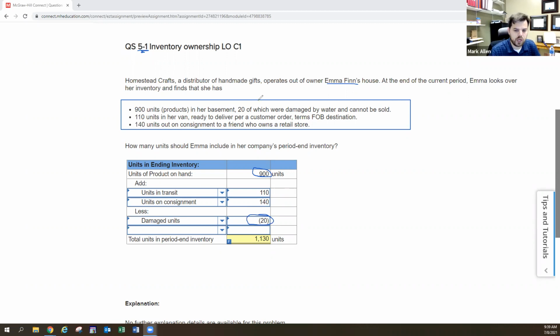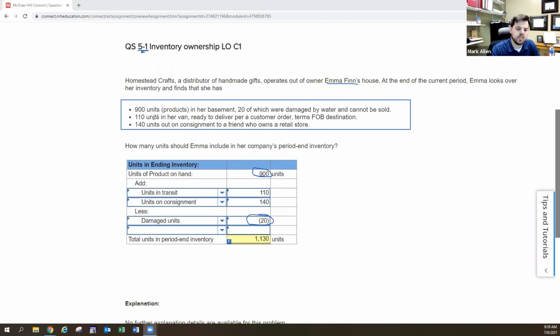Because remember, back from Chapter 1, we're trying to provide useful information to decision makers, right? Not only those inside the company, but specifically those external to the organization. So what that tells me is it would not be correct for me to actually come in here and be counting stuff that I know I cannot sell, right? If it's been damaged and it cannot be fixed, it should not be counted. And so we actually do take that out here.